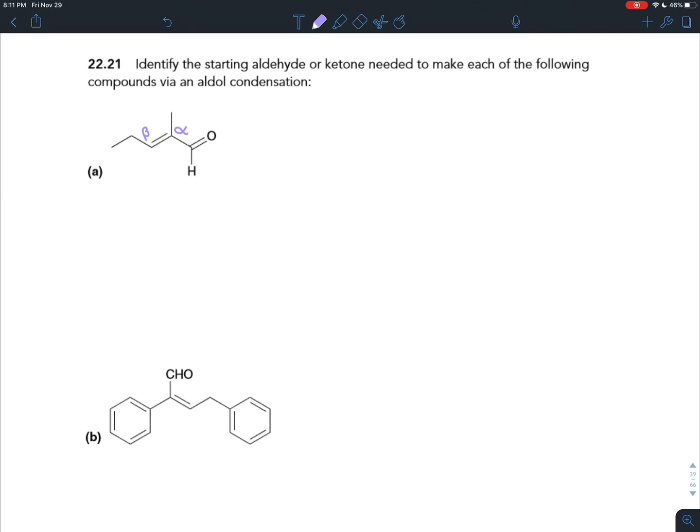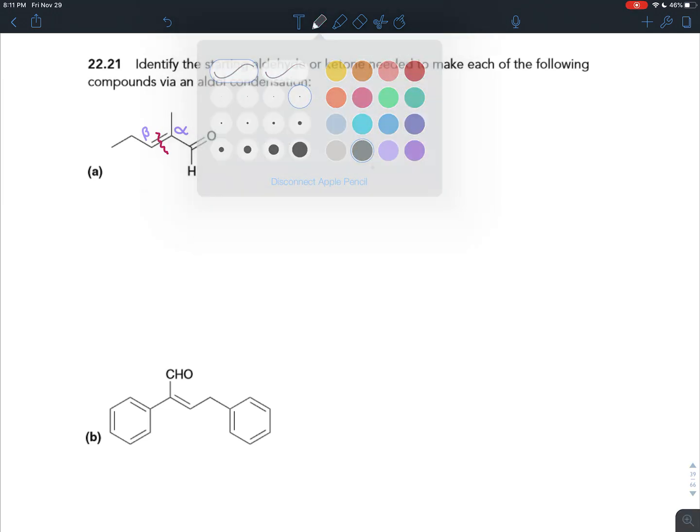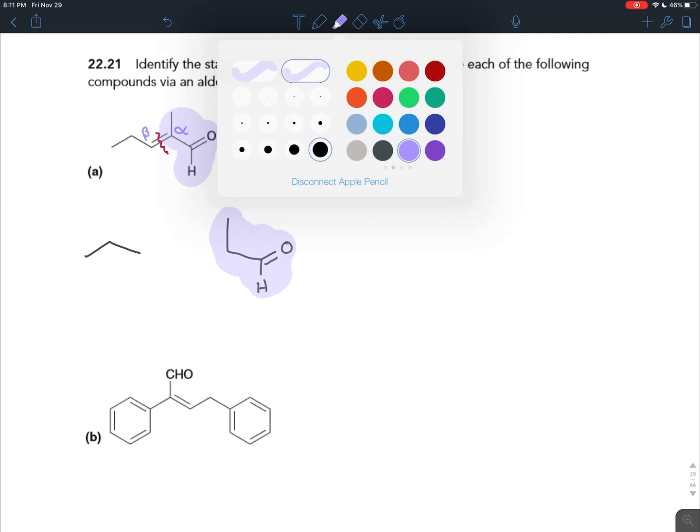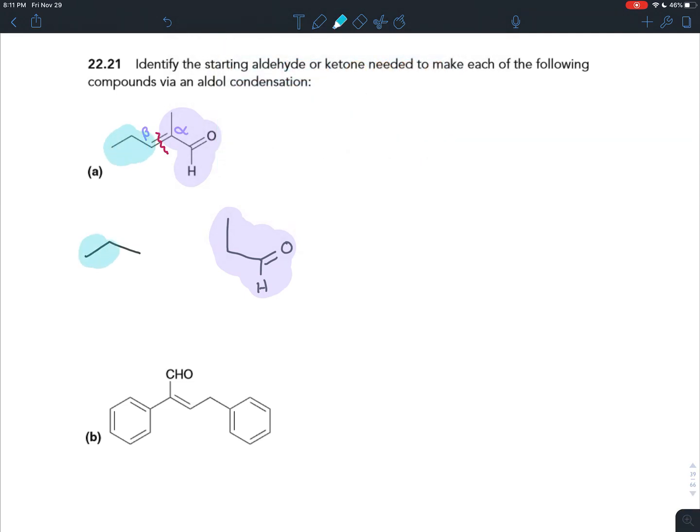When you're trying to figure out what two molecules came together in this condensation, you want to separate the parts of the molecule that are on each side of that alpha-beta unsaturation. For example, on the left side we have 3 carbons, and so that's these 3. On the right side we have a sort of 3-carbon aldehyde. If you're labeling it with colors, that's the right side of that bond, and on the left side we have these 3 carbons here.